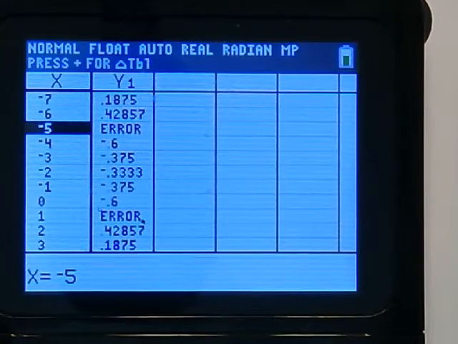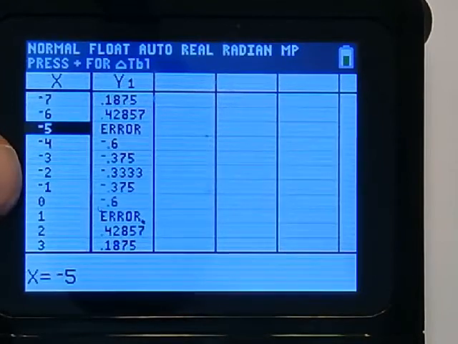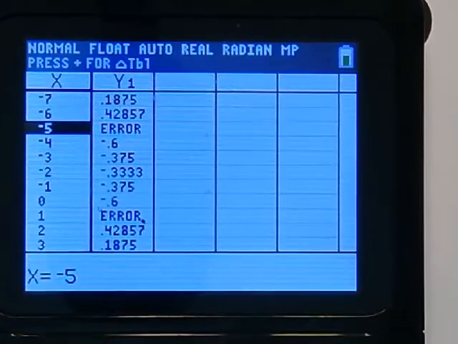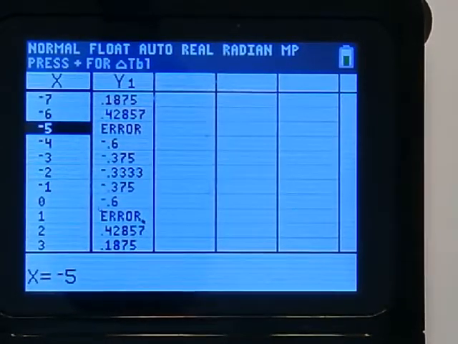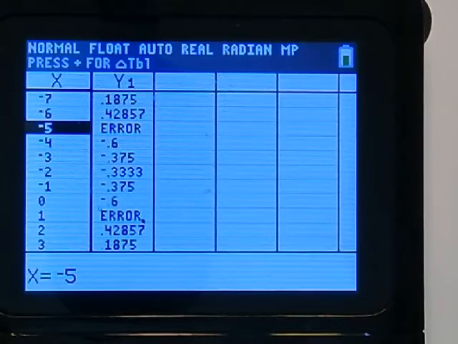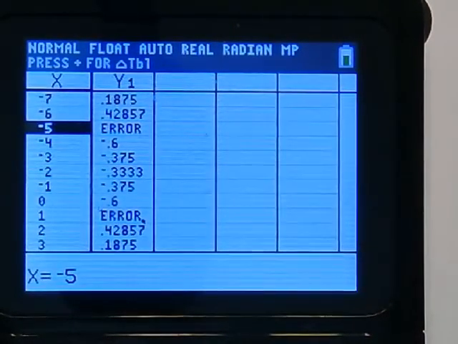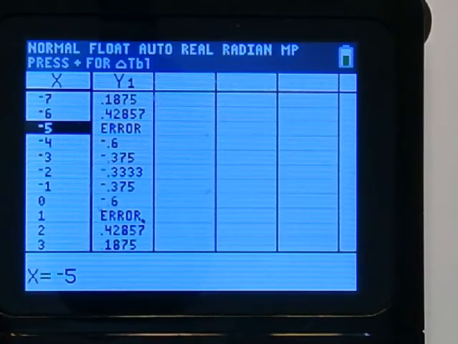Negative 4 is at about negative 0.6. Negative 3 right here is at about negative 0.4. Again, I'm rounding these because my graph is going to be hard to get too accurate with my pen. And I'm jotting these down on my board over here so you can see those in a second. Negative 1 goes to negative 0.4. 0 goes to negative 0.6. 2 goes to 0.4. And 3 goes to about 0.2.